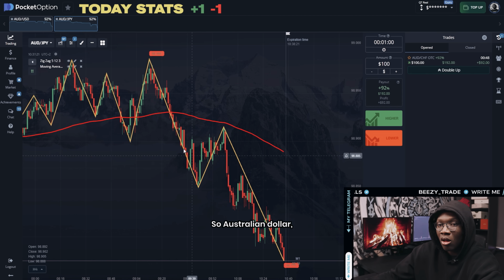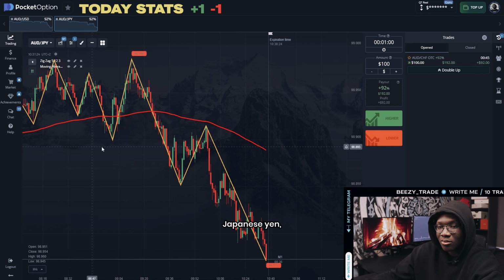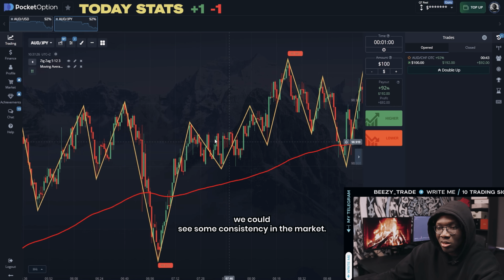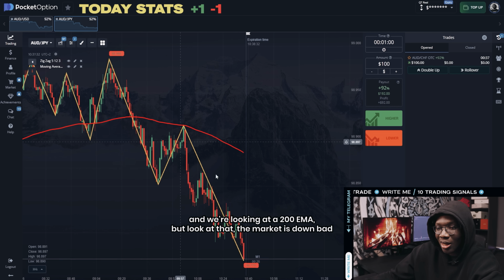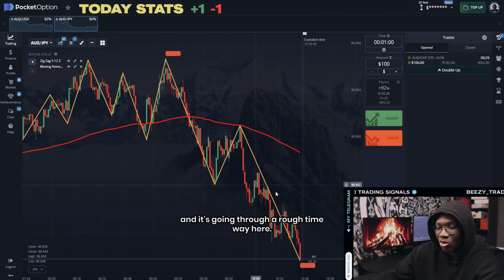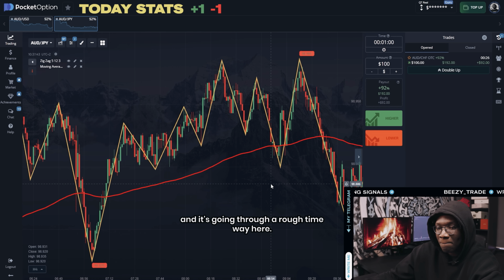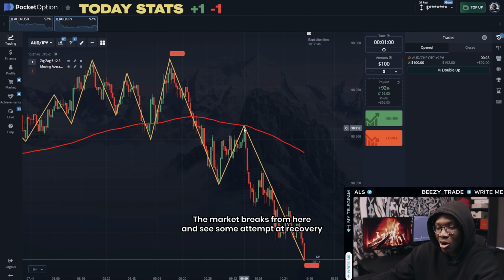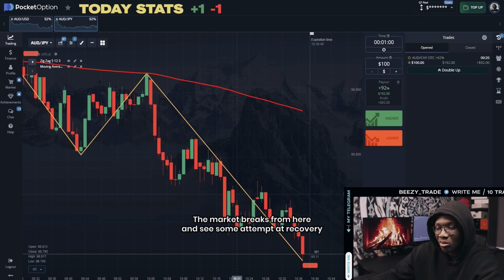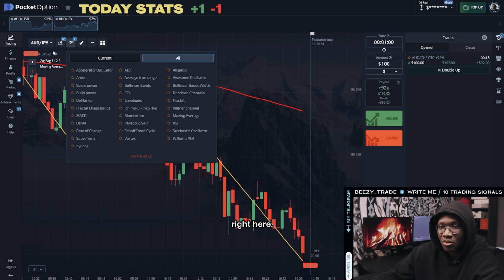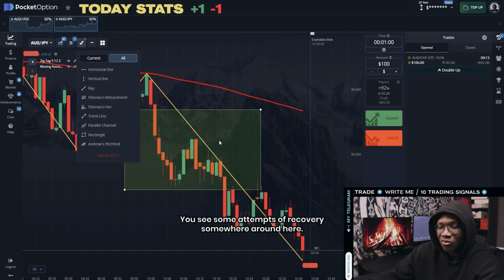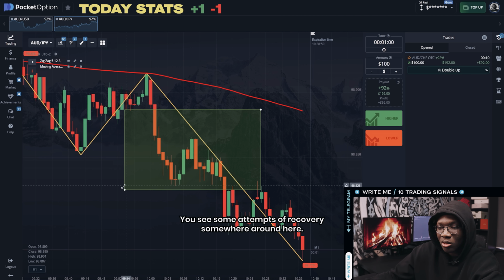So Australian dollar, Japanese yen. We can see some consistency in the market when you're looking at the zigzag. And when we're looking at our 200 EMA, we're looking that the market is down bad and it's going through a rough time right here. You can see here's where the market breaks. The market breaks from here and we see some attempts at recovery right here. You see some attempts of recovery somewhere around here.